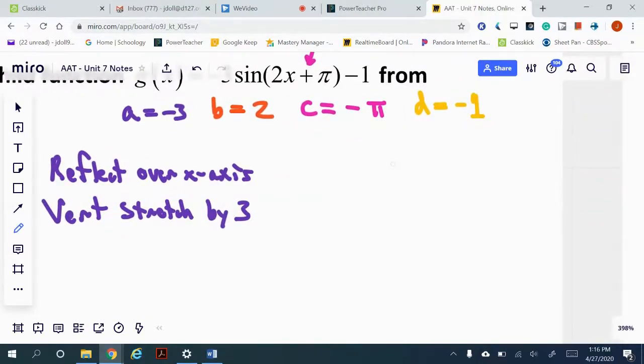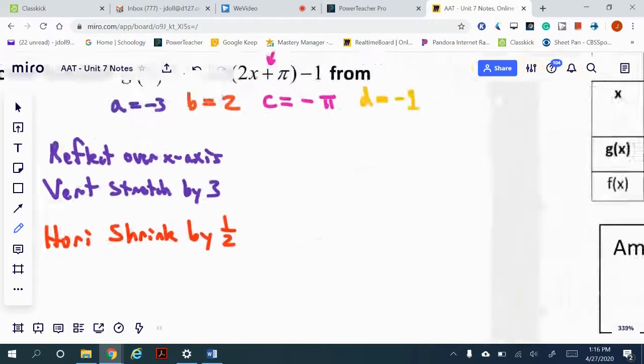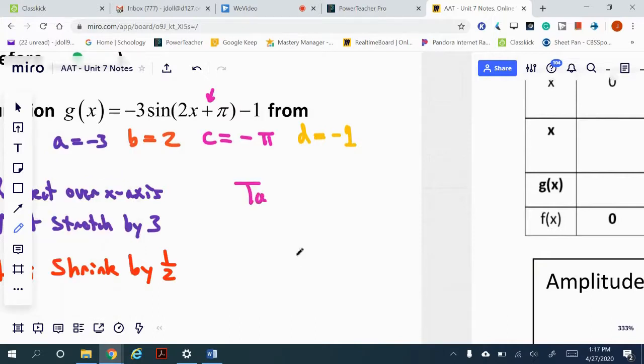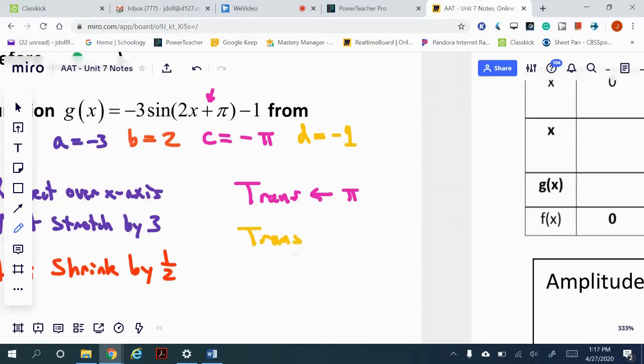All right. B is 2. So B is going to cause a horizontal stretch. Nope, sorry. Shrink. Remember, it's the opposite. If B is bigger than 1, it's a shrink by the inverse of B. Well, 2, the inverse of 2 is 1/2, so 1/2. All right. C and D give us our translations. So we will translate to the left pi units, and we will translate down 1 unit.